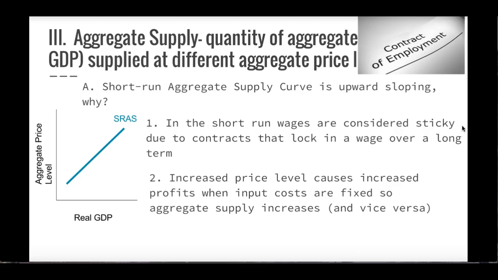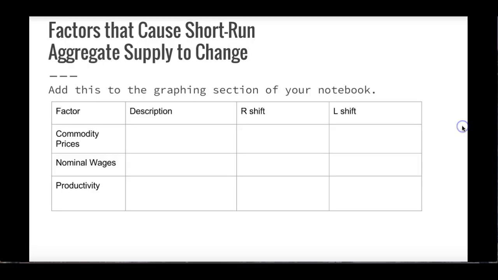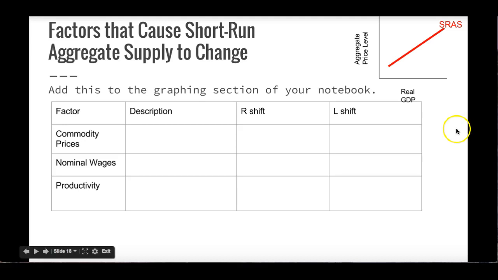All right. Next, we're going to be taking a look at what causes the aggregate supply curve to move. In class, we're going to be actually adding this to your graphing section. Notice that there are only three factors that cause a change in short-run aggregate supply. But do notice that the short-run aggregate supply curve looks like this. When we have a right shift in short-run aggregate supply, it's going to be an increase in aggregate supply, just like when we talked about a right shift in regular old supply. And then a left shift is obviously going to be a decrease. So a short-run aggregate supply left shift is going to be a decrease in aggregate supply.